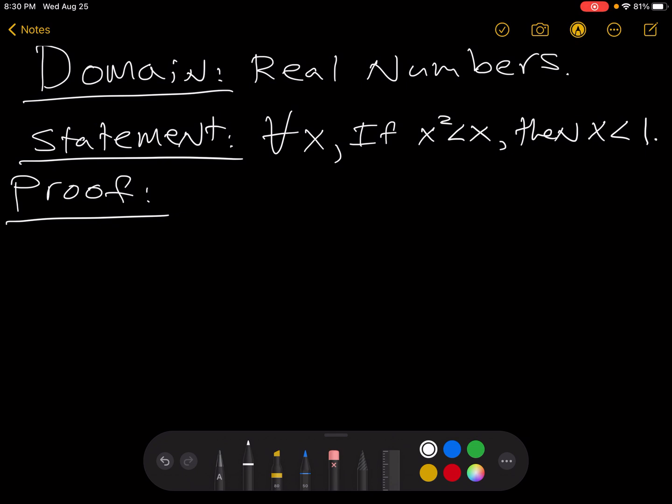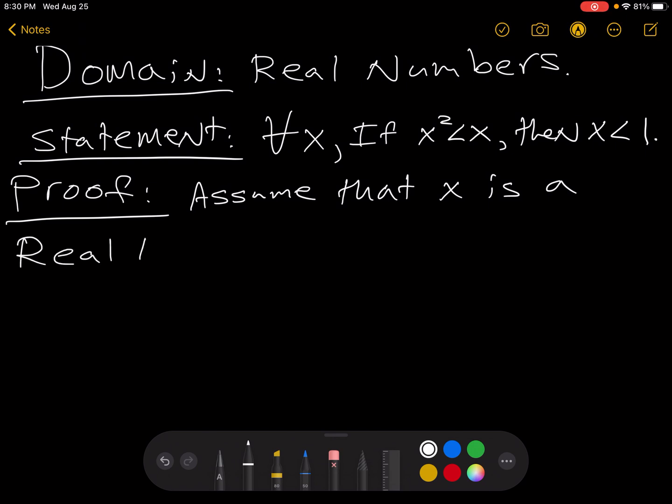All right, let's state our assumptions. Assume that x is a real number and x squared is less than x. All right, so we've stated our assumptions. Now we want to prove our conclusion.